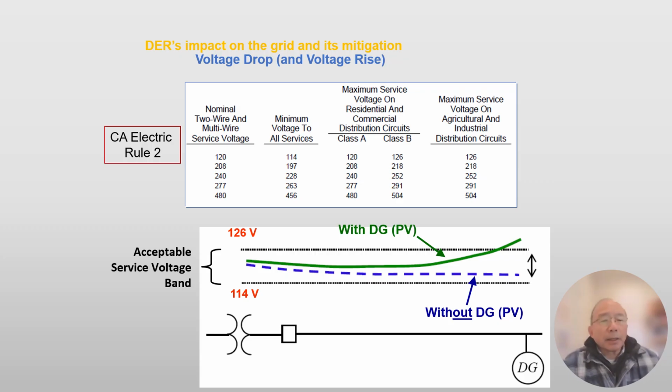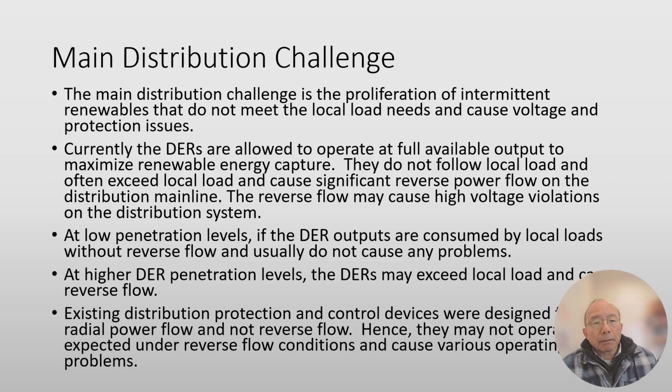Here I'm showing the service voltages and the voltage ranges that are allowed. And also showing in the bottom graph the potential voltage with or without DERs. The main distribution challenge is the proliferation of intermittent renewables that do not meet the local load demands and cause voltage and protection problems.